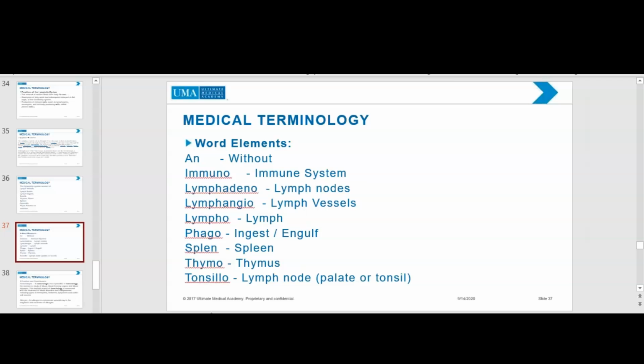Word parts. When we look at the lymphatic system, an equals without, immuno equals immune system, lymphano equals lymph nodes, lymphangio equals lymph vessels, lympho is lymph, phago is ingest or engulf, spleno equals spleen, thymo equals thymus, and tonsillo is lymph node, palate, or tonsil.